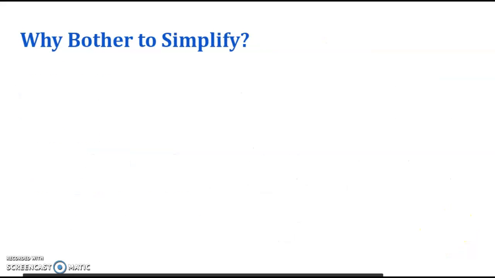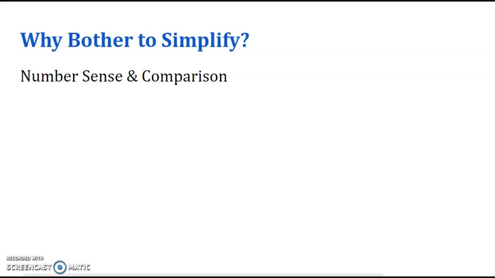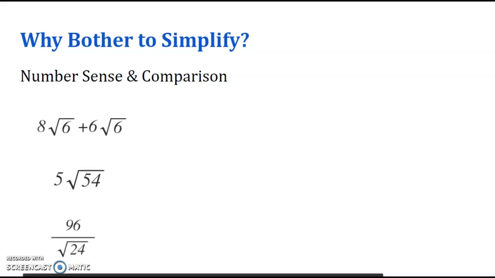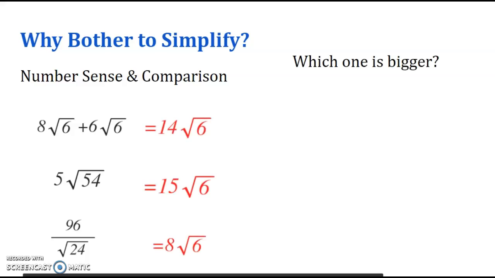Alright, so why do we need to bother simplifying all these radicals? Well, it's for the sake of number sense and comparison. So if you have these radical expressions, okay, can you really compare them very well? Not really. However, when you simplify it, you are going to be able to say, okay, this is same as 14 root 6. This 5 root 54 is same as 15 root 6. And this 96 divided by root 24 is really same as 8 root 6. And that makes it really easy to compare and figure out which is the bigger number.